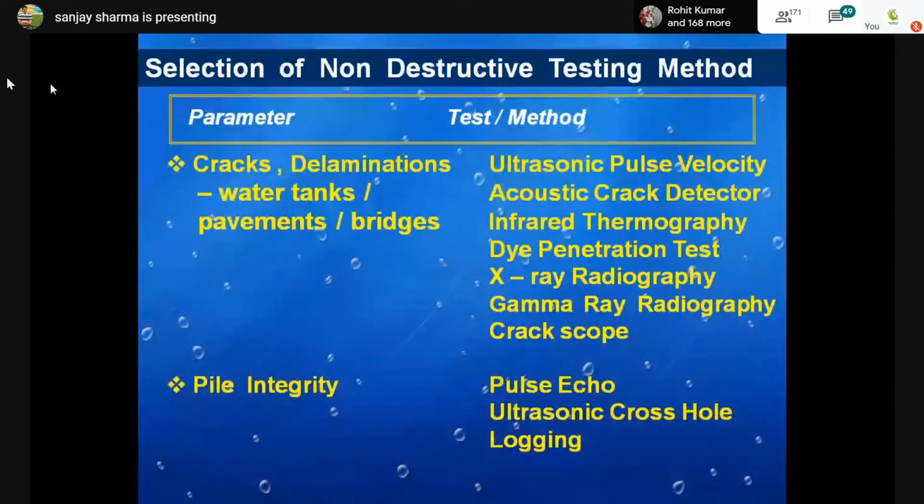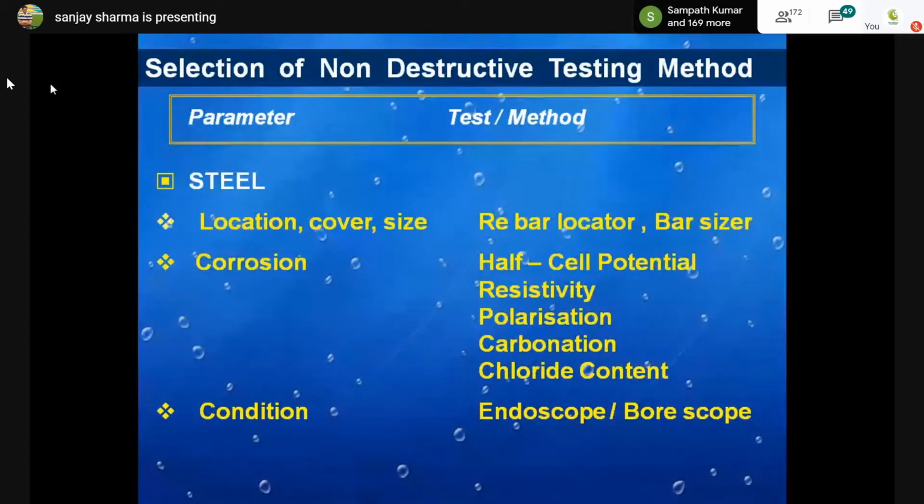If we want to determine cracks and delaminations in any water tanks, bridges, or other pavements, then we can go for the UPV test, acoustic crack detector, infrared thermography, dye penetration test, X-ray radiography, gamma ray radiography, and crack scope. In case of finding the quality of the pile, the pile integrity test is common, and this particular test may include the pulse echo, ultrasonic, crosshole, and logging tests.